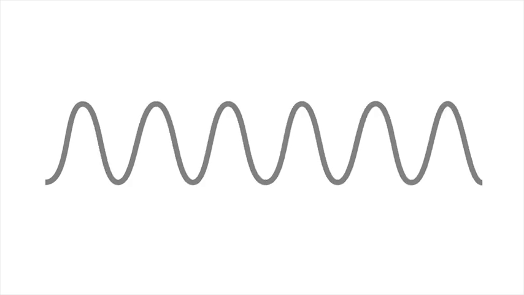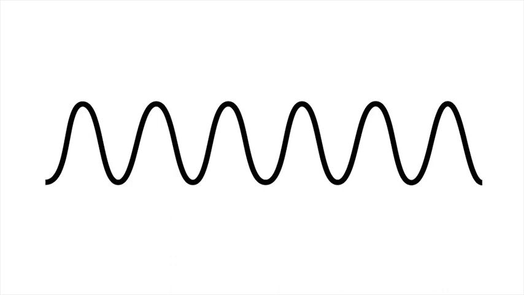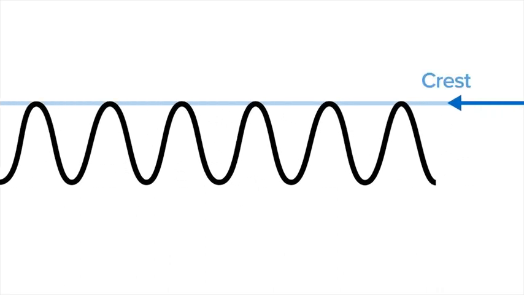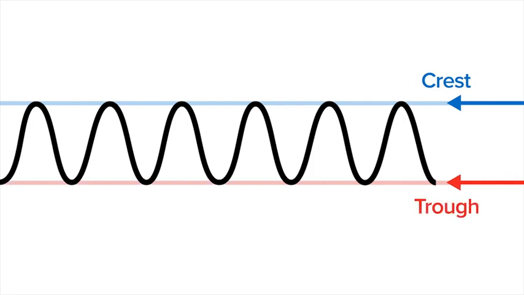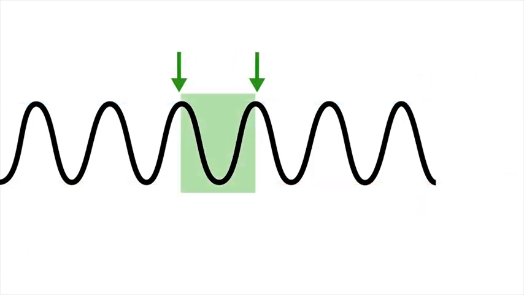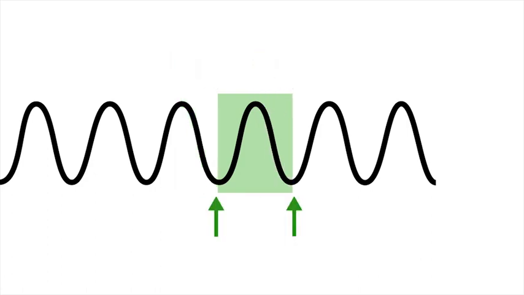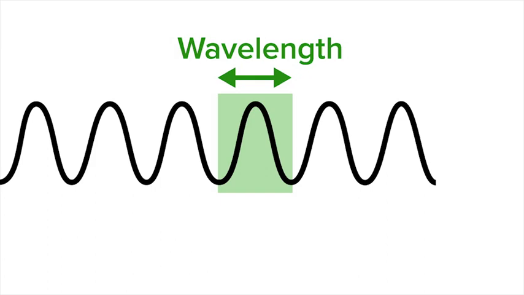If we drew a picture of a transverse wave, it would look like the spring in motion. If we stop the motion, we can study the wave and measure it. The highest point on the wave is called the crest. The lowest point is known as the trough. By measuring the distance from crest to crest, or trough to trough, we can determine what's called the wavelength. Wavelength can also be determined by measuring from any point on one wave to the same point on the next.